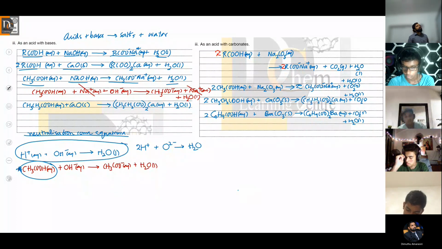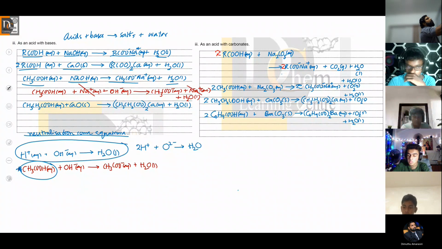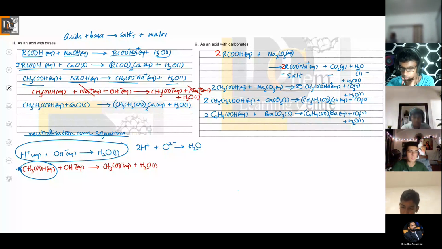Right, let's go to the carbonates. Carboxylic acid and carbonate. So you know carbonates give salt, carbon dioxide and water. So it goes in the same normal way. Right, copy this quickly. And the formation of carbon dioxide is a good observation. There are gas bubbles.